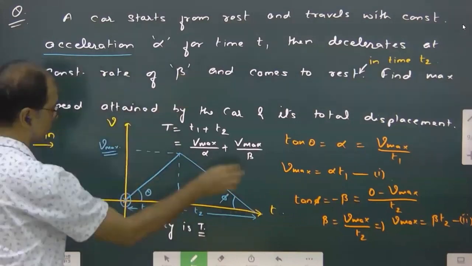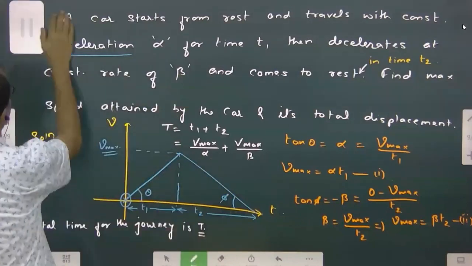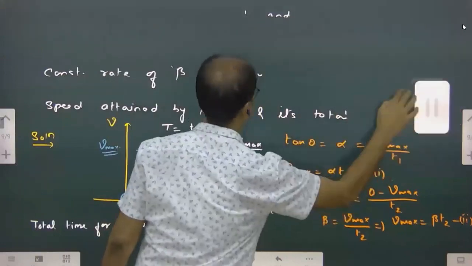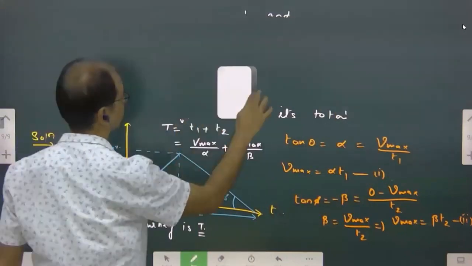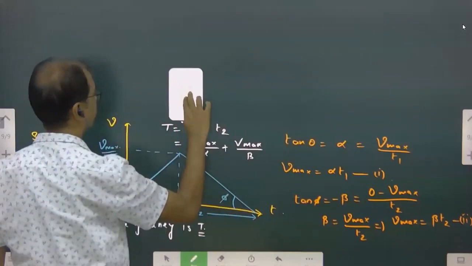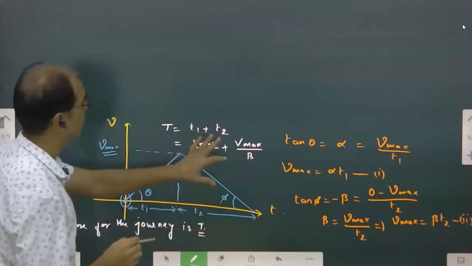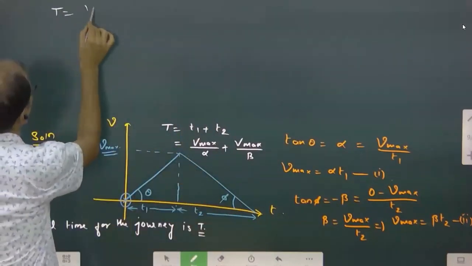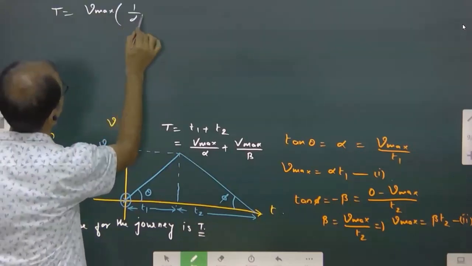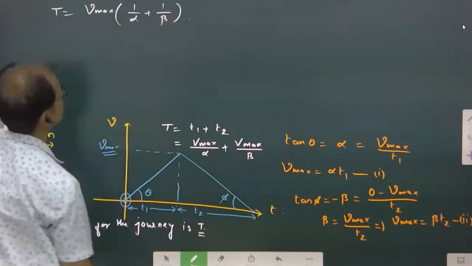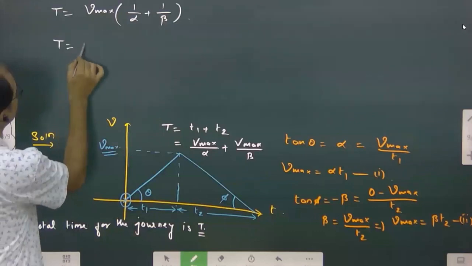So what I'm going to do is erase this question. This question is not required now. This is gone. Okay, right. So let's solve. So we are getting T equal to V max, I have taken V max common, into 1 by alpha plus 1 by beta. Let's solve this.